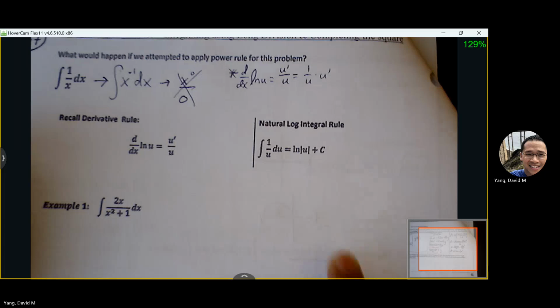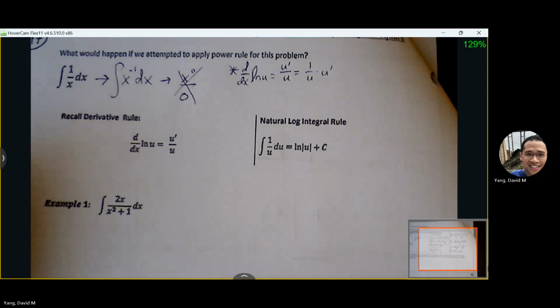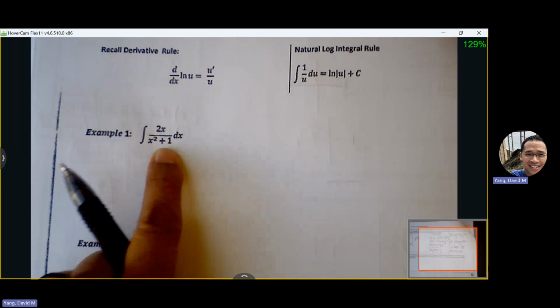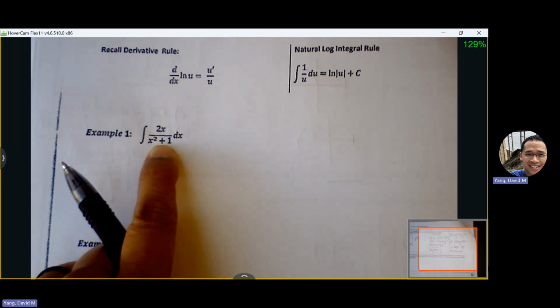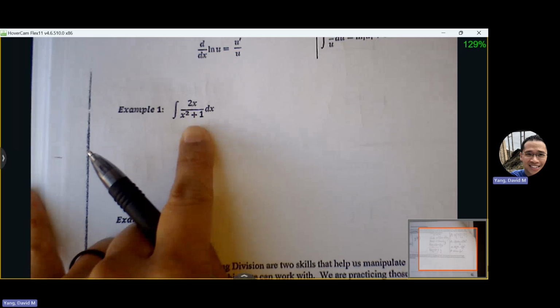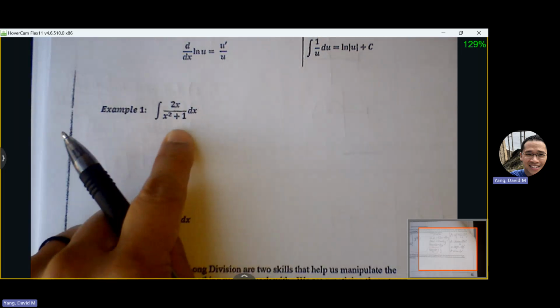All right, let's try some examples here. Example 1, the integral of 2x over x squared plus 1. Remember, the first thing we should always involve when we go through our checklist of integral rules is, can we do power rule? And this one, we can't expand and use power rule because why?